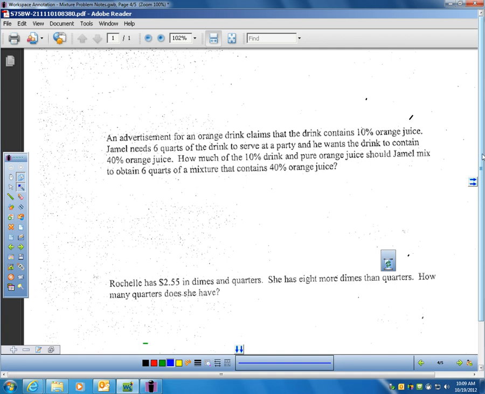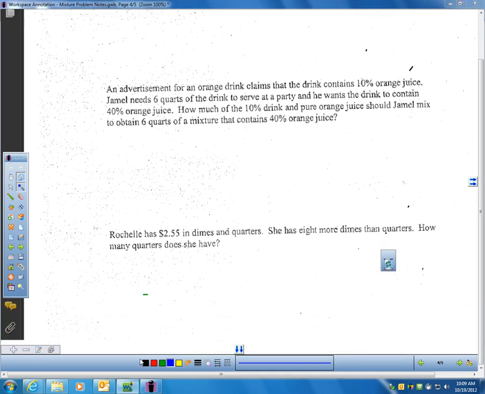Let's go to this next one, another mixture problem. An advertisement for orange drink claims that the drink contains 10% orange juice. Jamel needs 6 quarts of the drink to serve at a party, and he wants the drink to contain 40% orange juice. How much of the 10% drink and pure orange juice should Jamel mix to obtain 6 quarts of mixture that contains 40% orange juice?